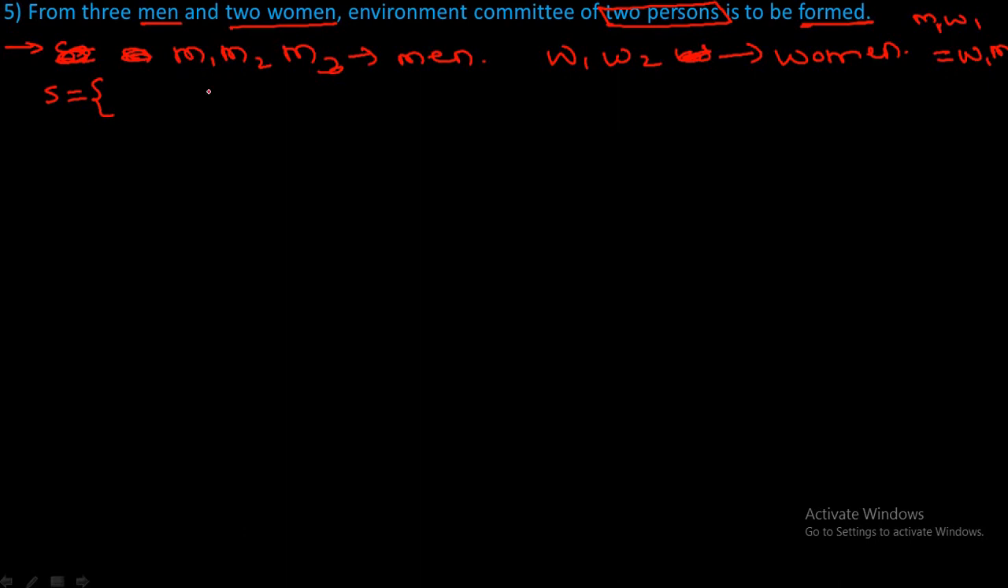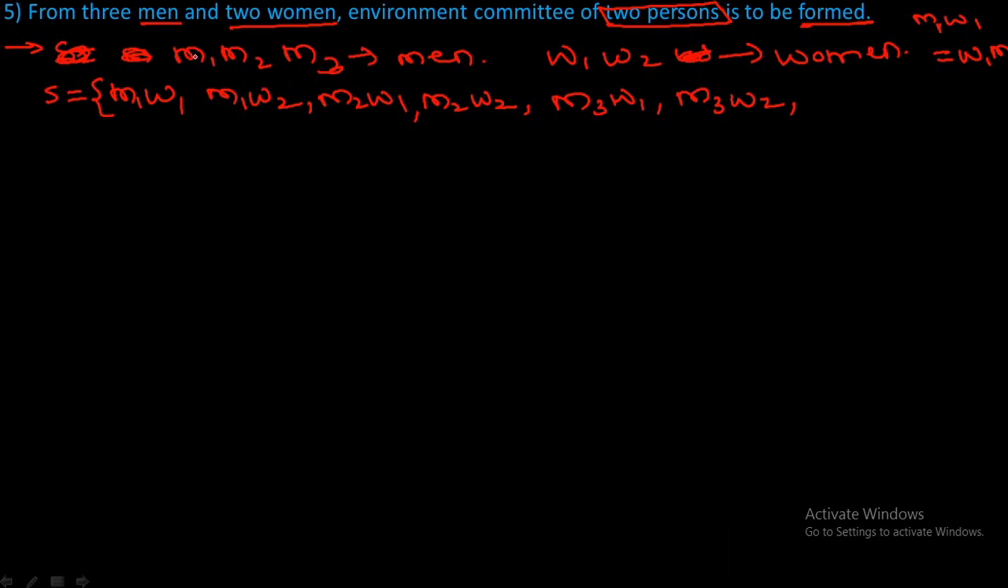Okay, so see here, M1, W1. Similarly, M1, W2. Next, M2, W1. So we are forming the committee here. M2, W2. Two-member committee we are forming. Similarly, next one, M3, W1. Next, M3, W2. We cannot write W2, M3 again. So M3, W2 and W2, M3 both are the same.